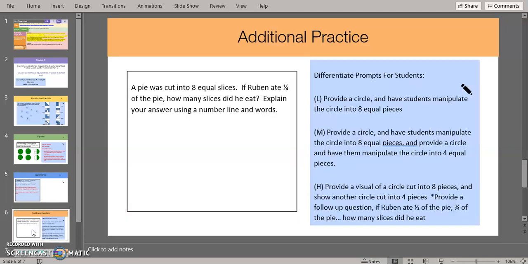Lastly, in this slide, I provided a differentiation problem for students who may need a low level of differentiation, medium level of differentiation, and high level of differentiation. You can adjust the differentiation prompts as needed, based on the student's strengths, challenges, information related to their IEP, and what you're currently working on with them.